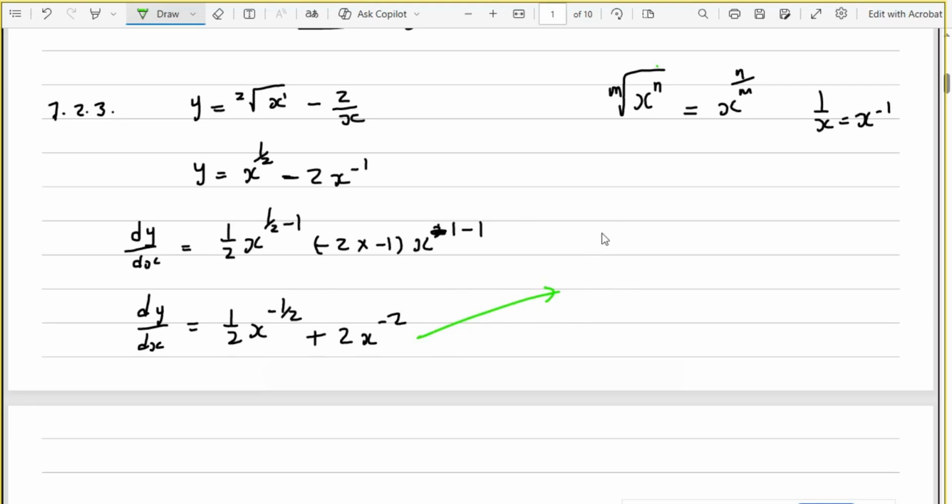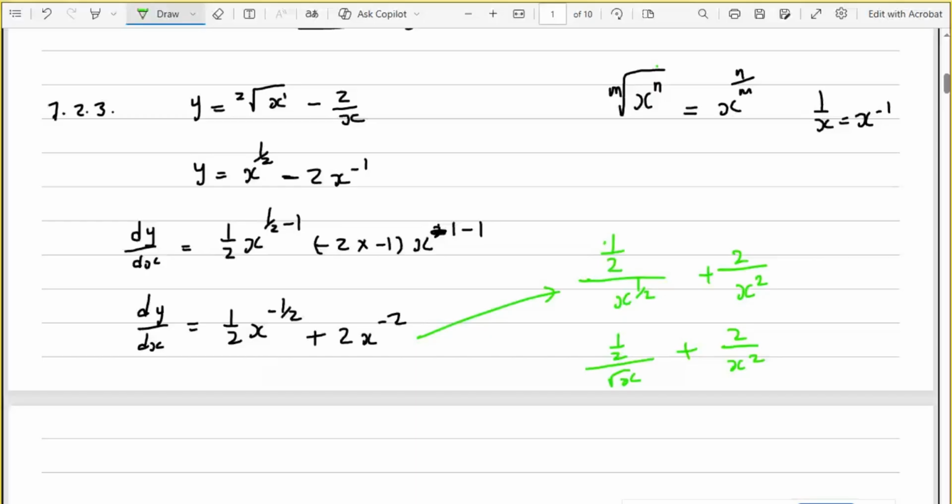You can simplify this further and say this is the same as 1 over 2 divided by x to the power 1 over 2, plus 2 divided by x squared. You can also put in the fraction and say this is 1 over 2 root x, plus 2 over x squared. You understand? So it's up to you what you want to do about that.